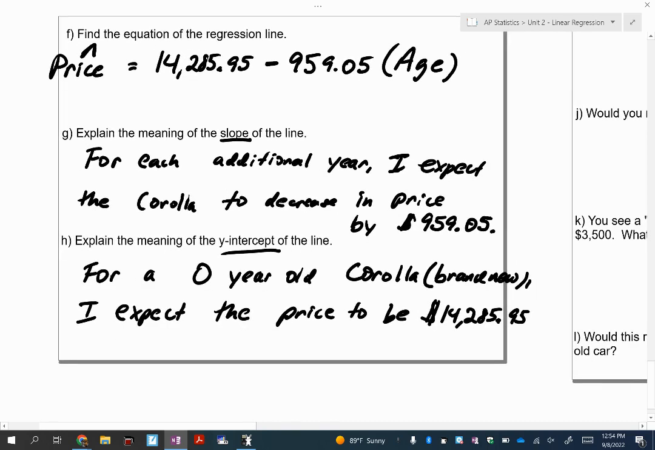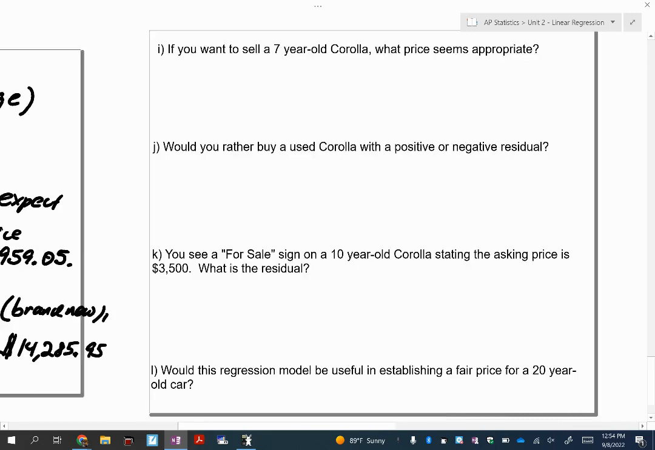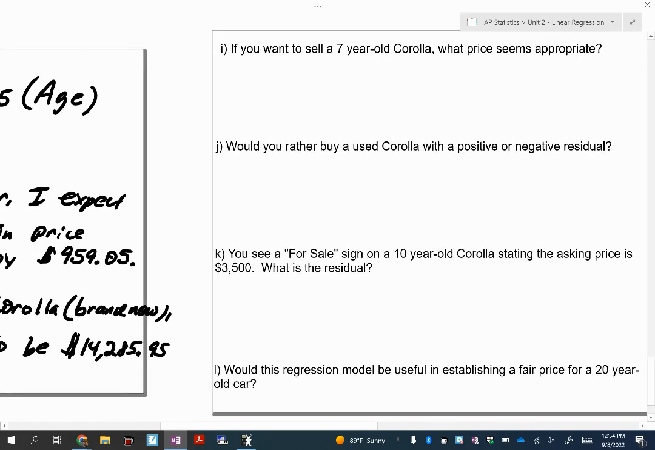Now, sometimes the y-intercept will make sense. This one kind of makes sense, right? A 0-year-old Corolla is a brand new car, so we're expecting the brand new Corollas to cost just over $14,000. But sometimes they will make no sense, and so we just kind of rewrite it and think, oh, this doesn't make any sense. Okay.